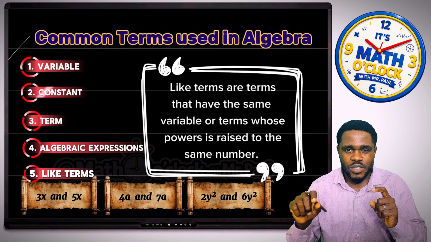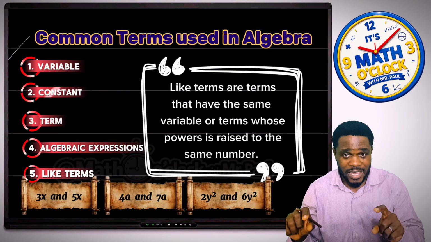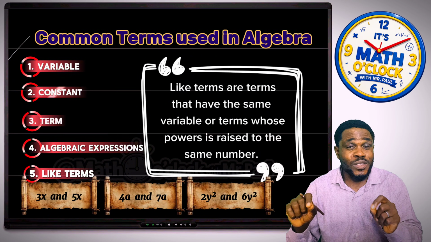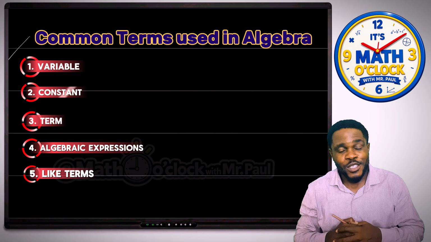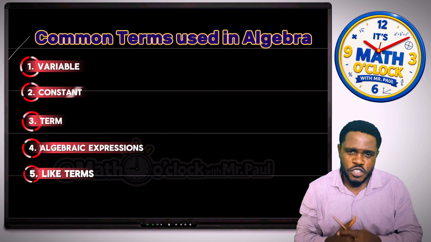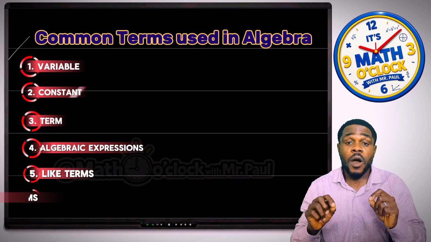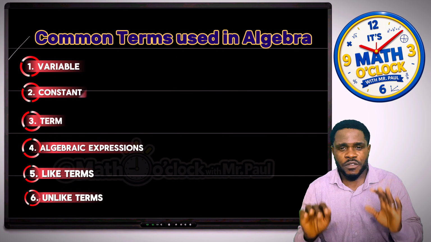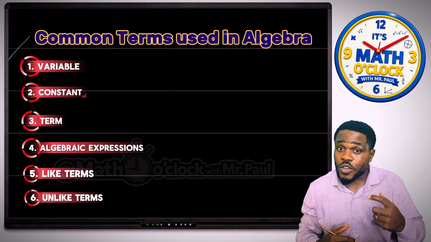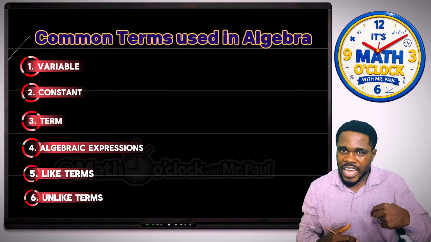You see, in this case we have both variables are the same and both variables are raised to the same power, therefore they are also considered like terms. Now, number 6, we are going to be discussing unlike terms, meaning these terms are not the same. It's just the opposite of what we have in like terms.